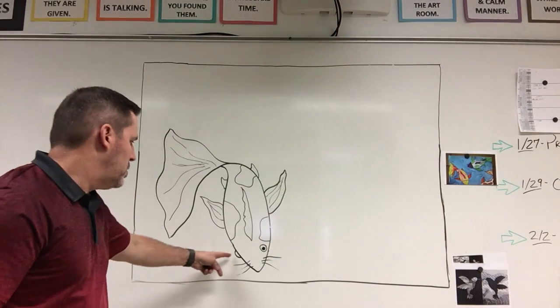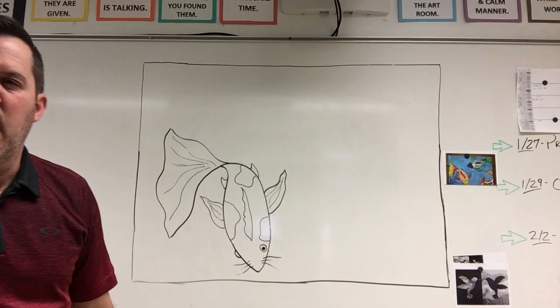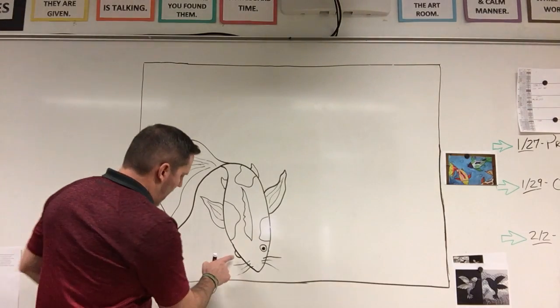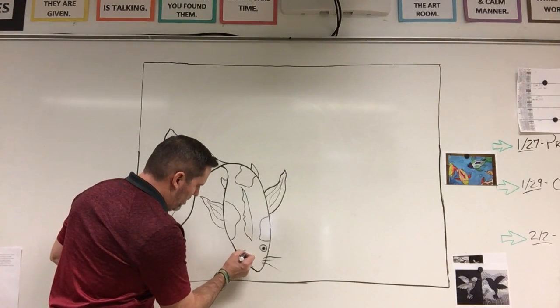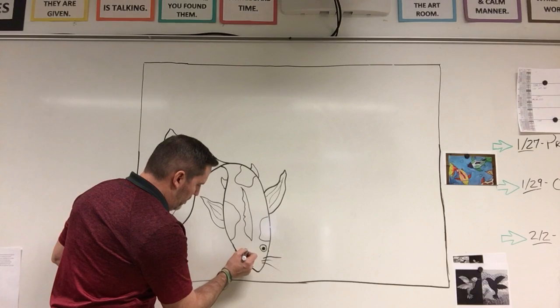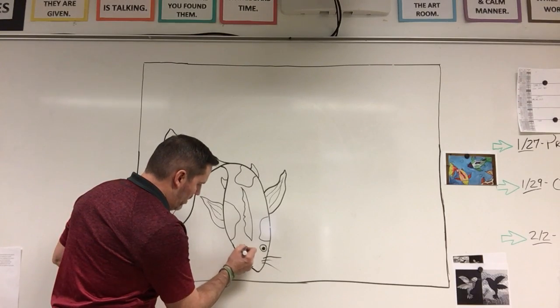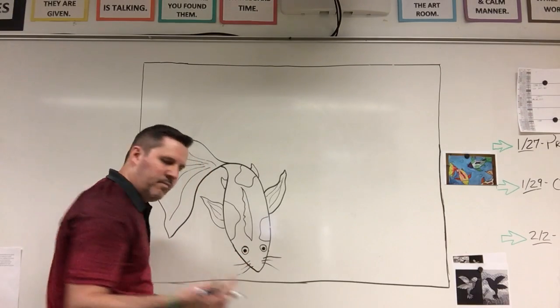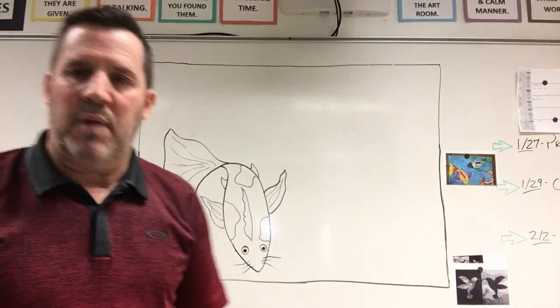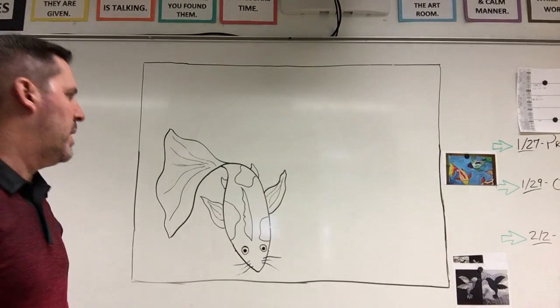You can do the Mr. Bulgy eye over here, or you can do those kind of eyes. Totally up to you. I think I kind of like these better. I'm coloring my pupils in because I have a black marker. You don't have to color them in yet because you're just sketching it out in pencil.